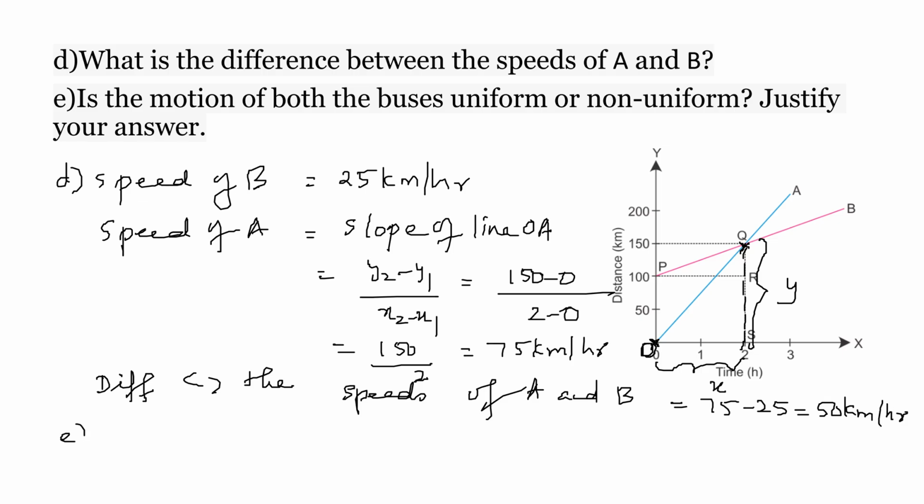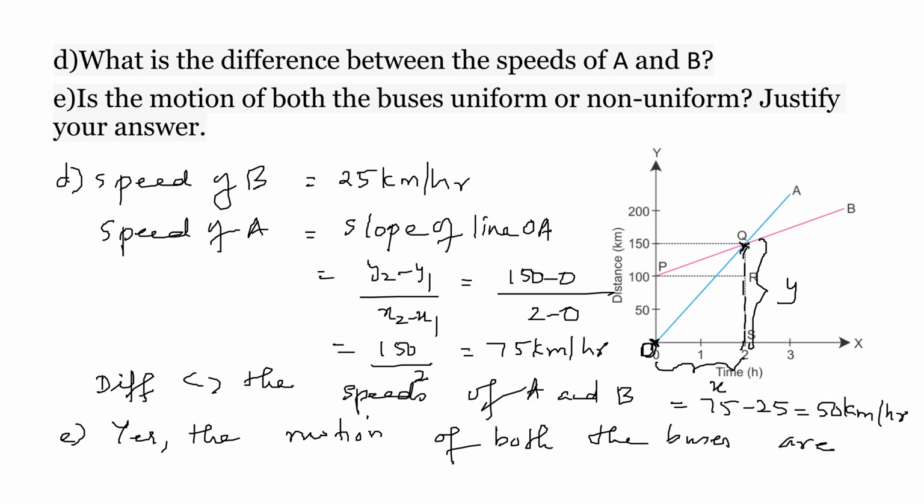And the last one, is the motion of both the buses uniform or non-uniform? Look at the graph OA and PB. Here we are having a straight line. A straight line shows that the motion of both the buses is uniform. So we can write, yes, the motion of both the buses are uniform, since the graphs are straight lines.